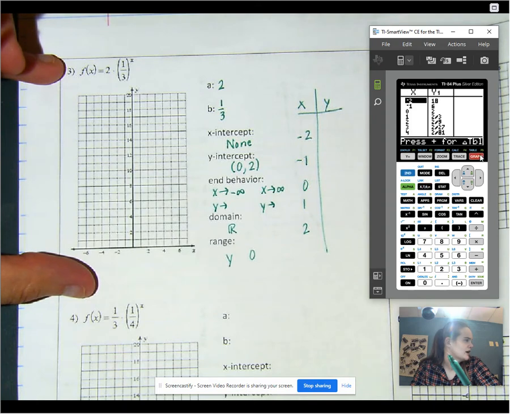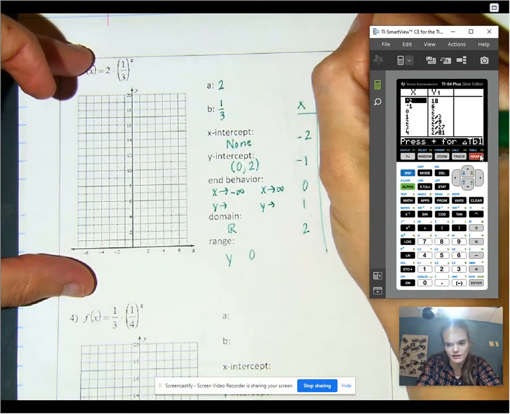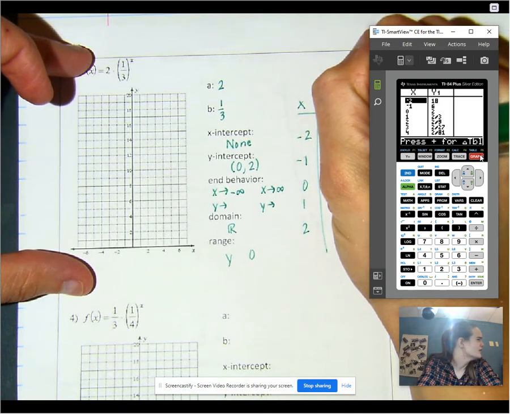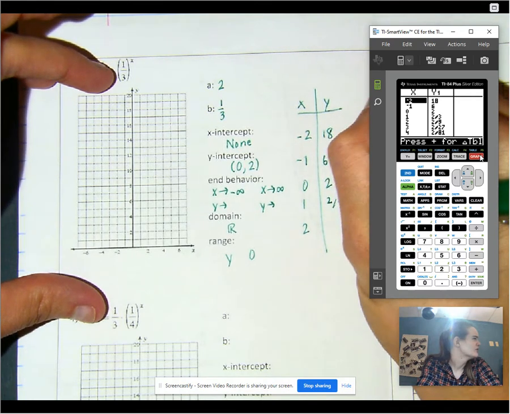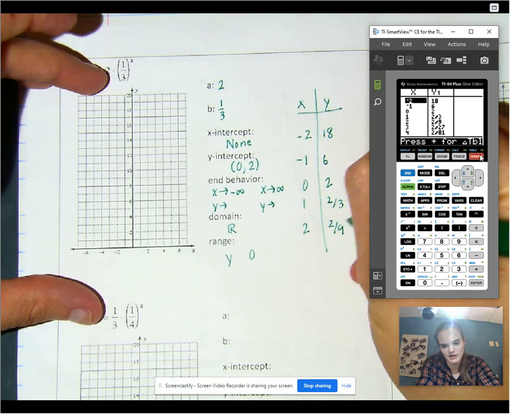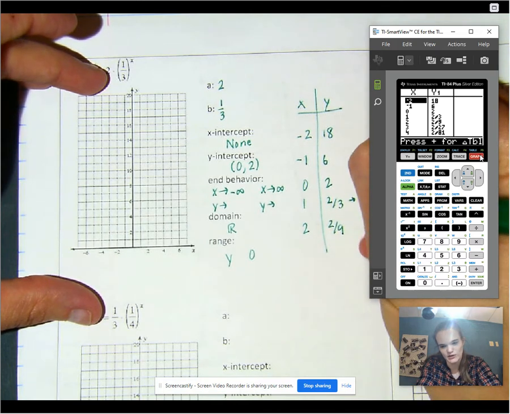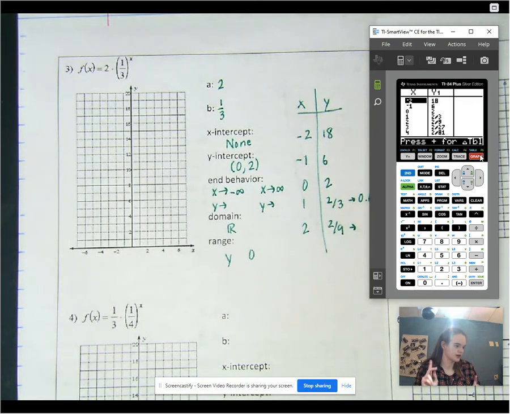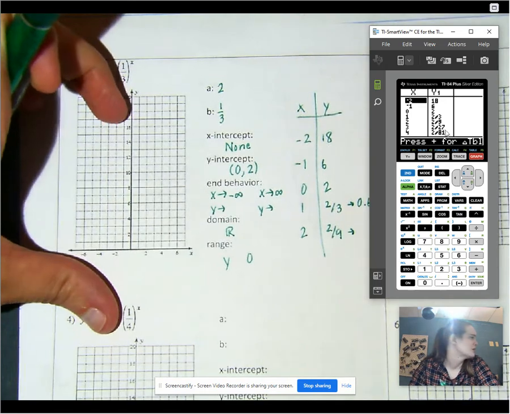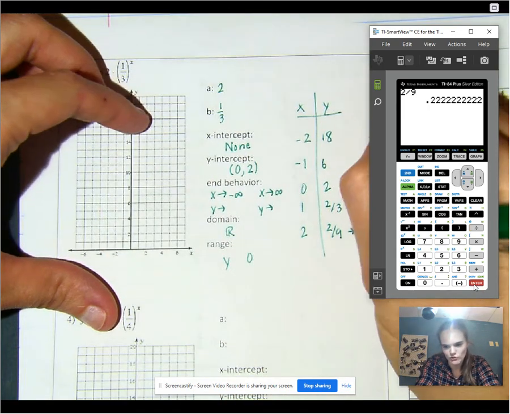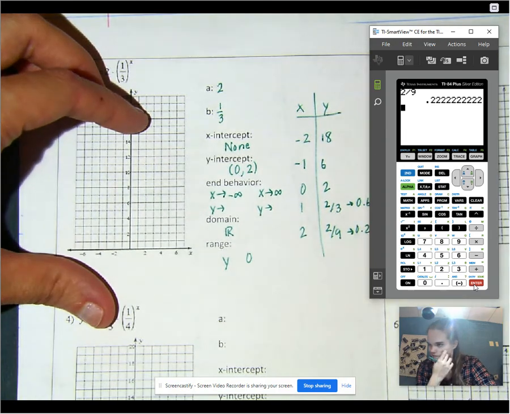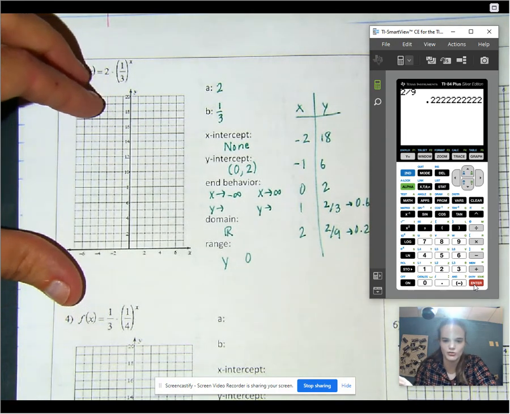Second graph. Negative 2 is 18. Negative 1 is 6. 0 is 2. 1 is 2/3. 3 is 2/9, which is going to be kind of hard to graph. That's close to 0.67. And that is, I think, 0.22. I'm going to check. Well, I can check right here. I'm going to press second mode. I'm going to check by doing 2 divided by 9. Yeah, 0.22. I'm putting it in a decimal just so I can graph easier. Sometimes you need that just to graph easier.